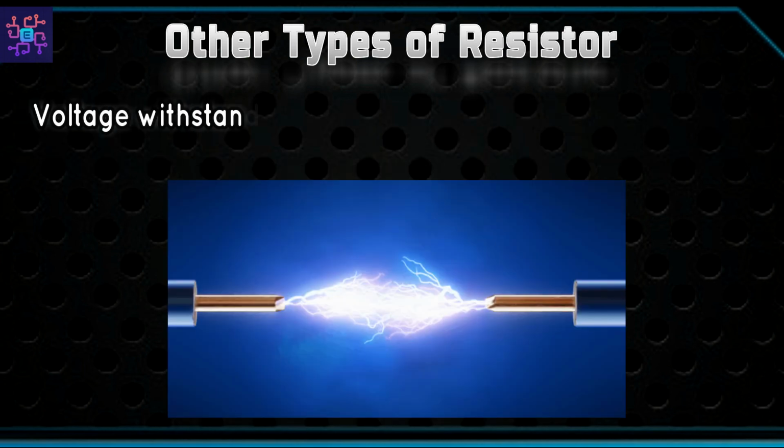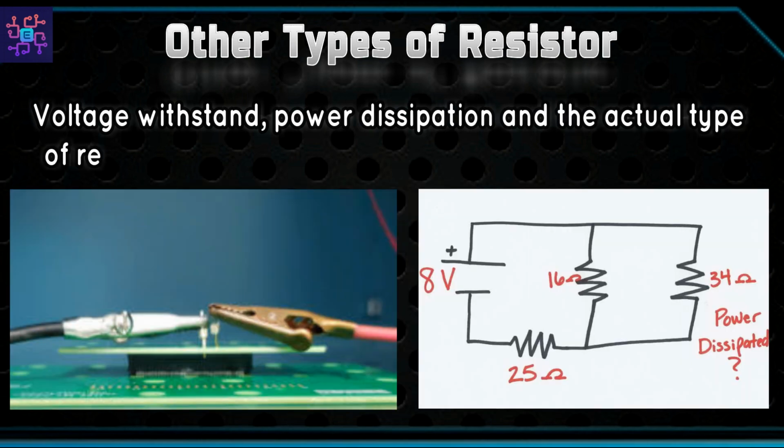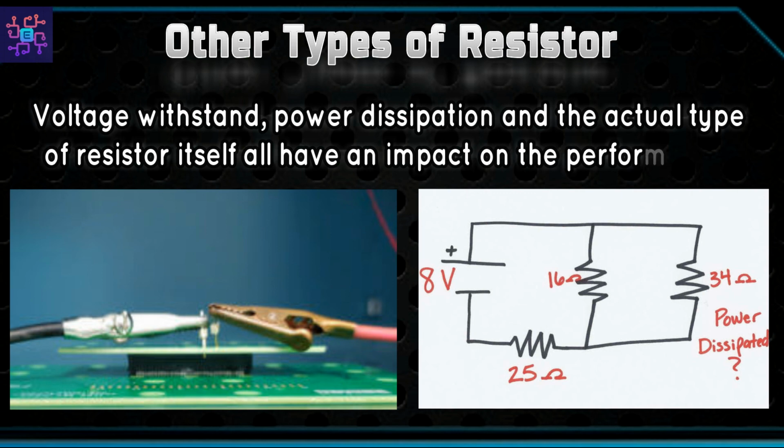Parameters apart from just the resistance are important. It can be voltage withstand, power dissipation, and even the actual type of resistor itself, all of which have an impact on the performance.